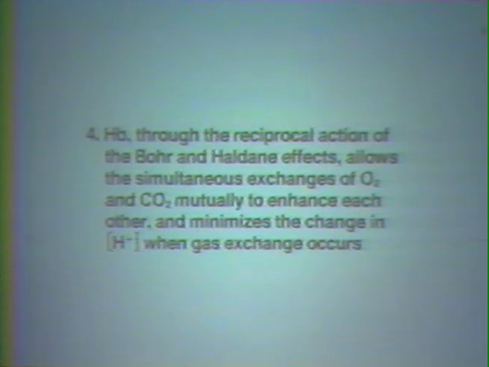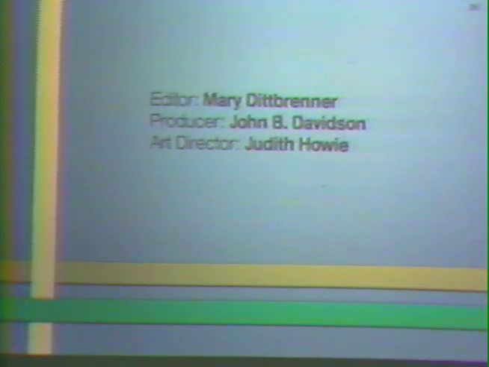Fourth, hemoglobin, through the reciprocal action of the Bohr and Haldane effects, allows the simultaneous exchange of oxygen and carbon dioxide mutually to enhance each other, and minimizes the change in hydrogen ion concentration when gas exchange occurs both in the tissues and in the alveoli. 35. This concludes the discussion of the role of hemoglobin in hydrogen ion metabolism.